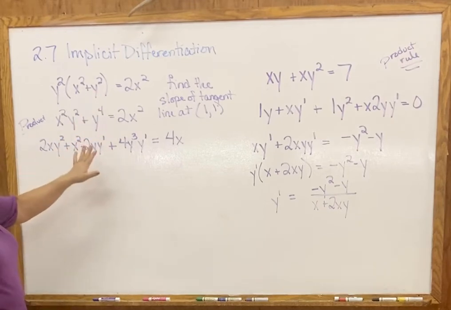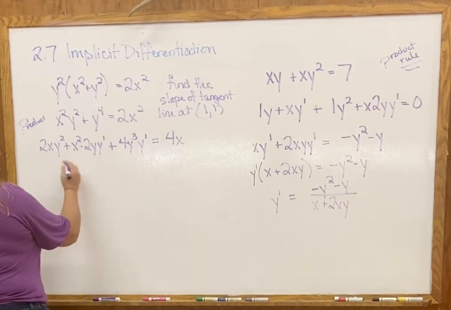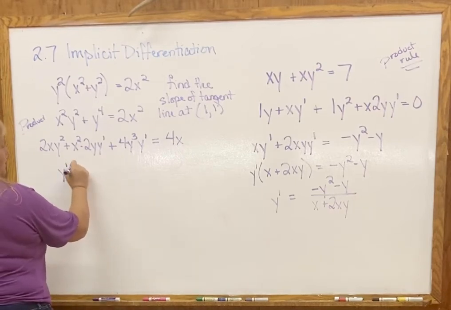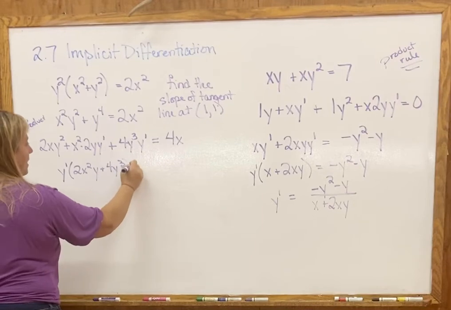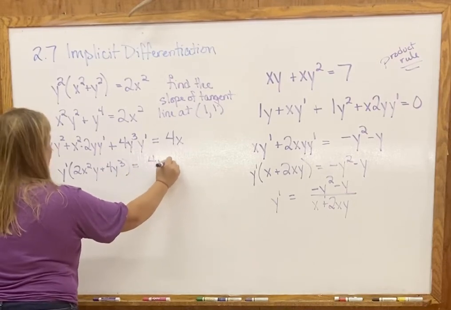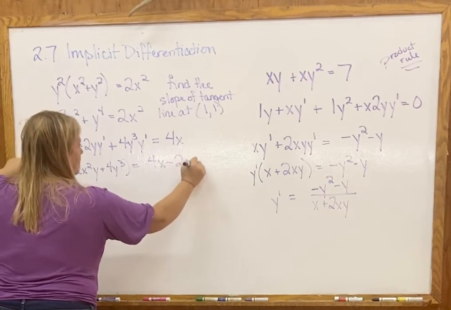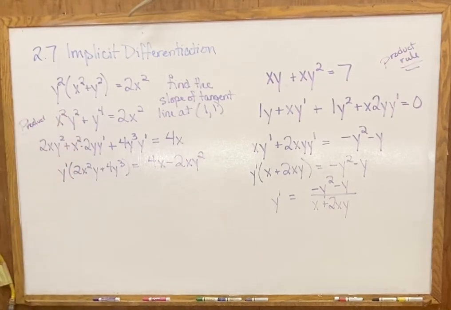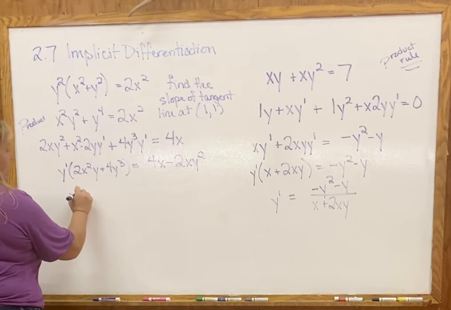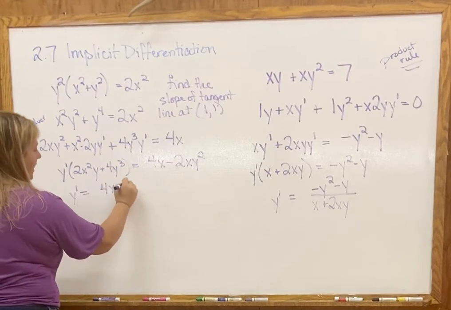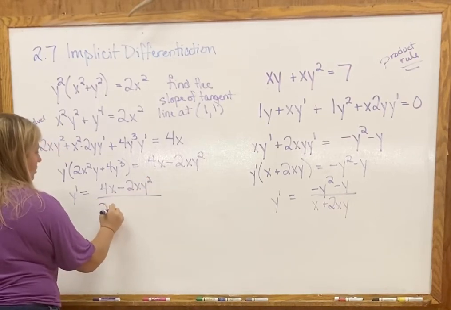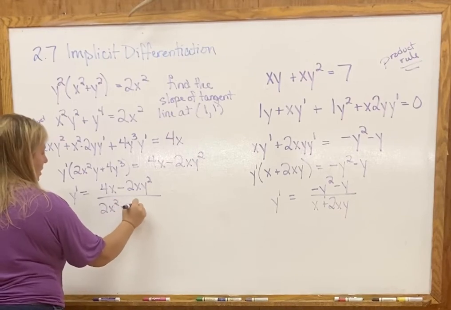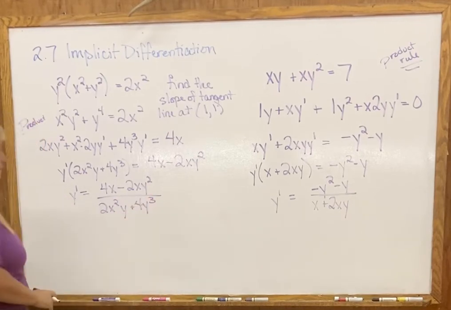Okay, now again, y prime's alone on this side. Let's get that guy over to the other side. And I'm also gonna factor out that y prime at the same time. So we'll have 2x squared y plus 4y cubed equals 4x minus this guy, right? Minus 2xy squared. Okay. And then the last thing we have to do is just divide that guy to the other side. So y prime equals 4x minus 2xy squared all over 2x squared y plus 4y to the third.